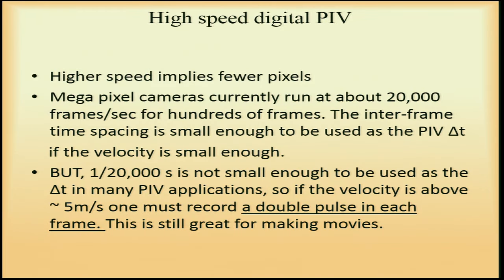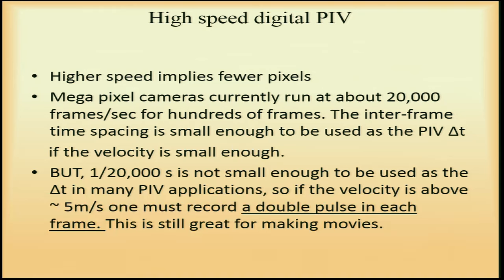Now, high-speed digital PIV. One thing with these cameras, if you want to go to really high speeds, the way they do it is to reduce the number of pixels in the view so that you have about the same information flow in terms of bytes per second as you would with more pixels but a slower rate. The megapixel cameras, typically 10, 20,000 frames per second, and they can do this for hundreds of frames. But this spacing between one frame and the next, which would be a 20th of a millisecond, is good enough for low speed flows, but not usable for high speeds.